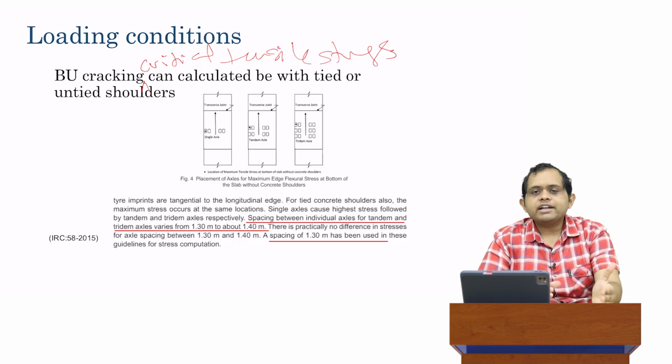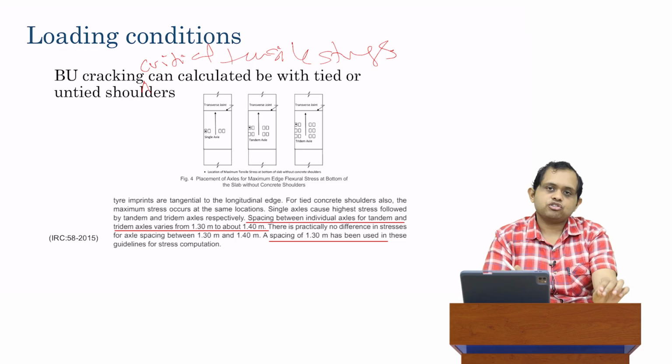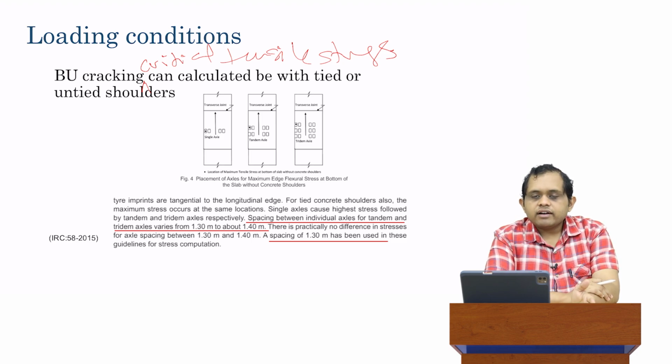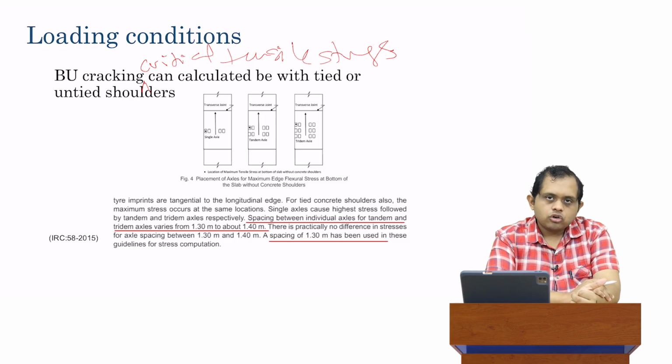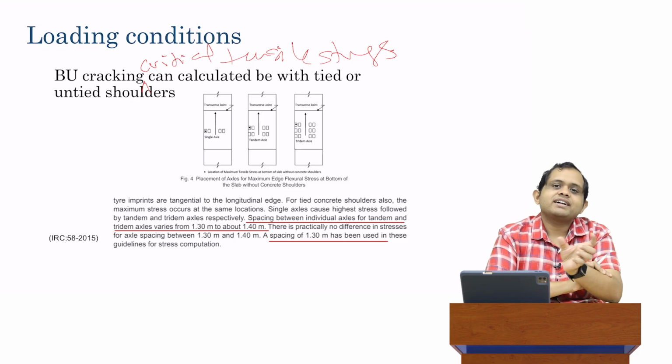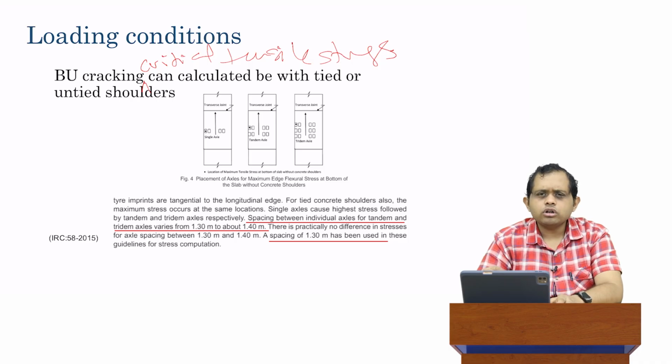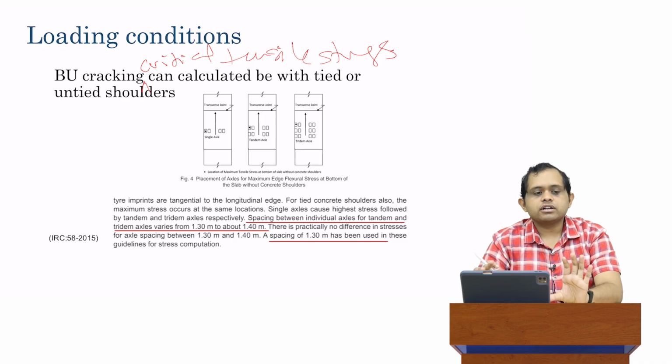So when you have a tied shoulder, that basically means you have a concrete shoulder and there are tie bars in between the lane and the shoulder, and therefore there's some amount of stress redistribution occurring, in that the shoulder is bearing some amount of the stresses which is away from the travel lanes. You also could have untied shoulders, which could mean you have no shoulders, or they are flexible pavement shoulders. In that case, you basically do not have that load transfer, so the travel lane has to bear the entire load. So in either case, whether you have a tied shoulder or an untied shoulder, IRC 58 tells that you can still calculate the critical stresses for both of them.